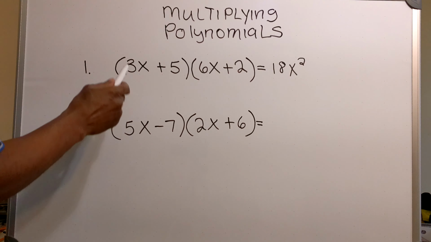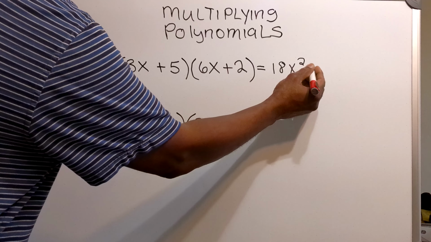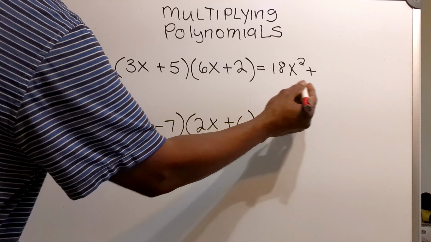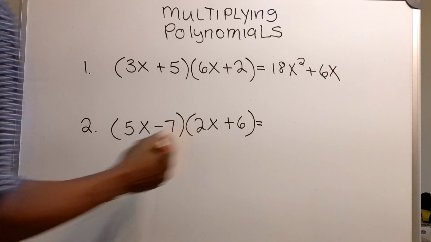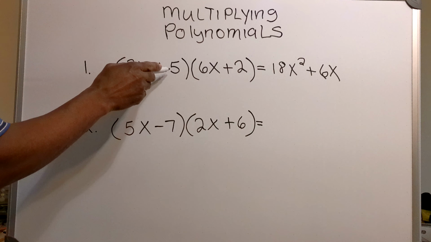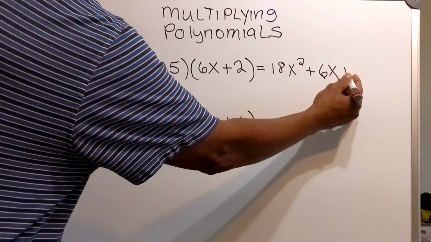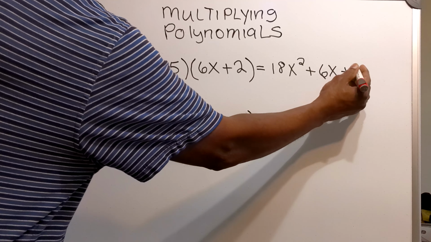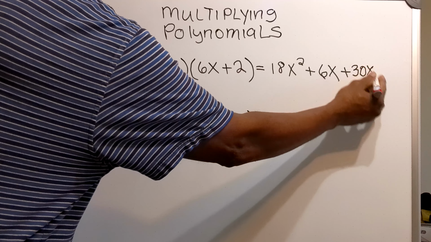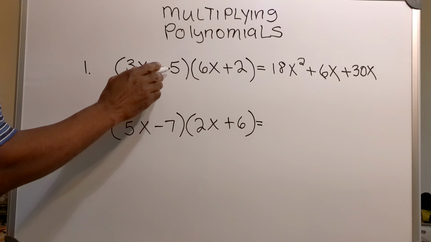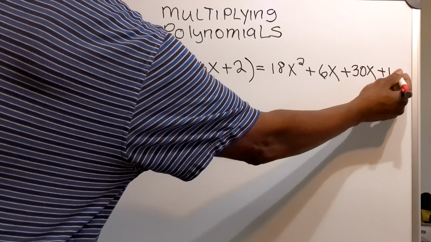Okay? Then I go 3x times 2, and that's going to give you 6x. And then I go 5 times 6x, that's going to give you 30x. And then I go 5 times 2, and that will give you 10.